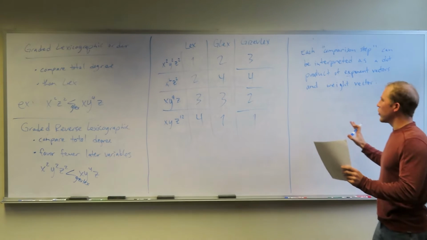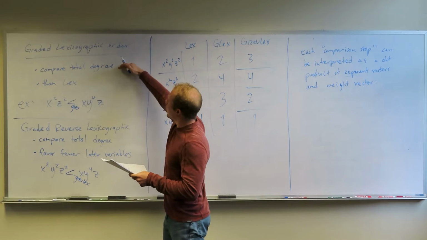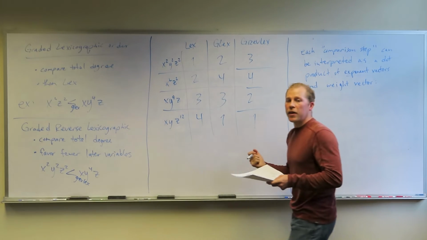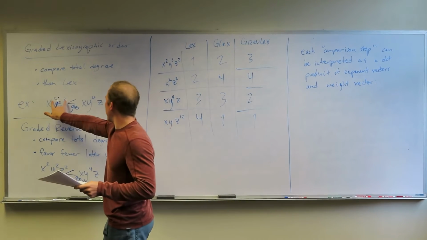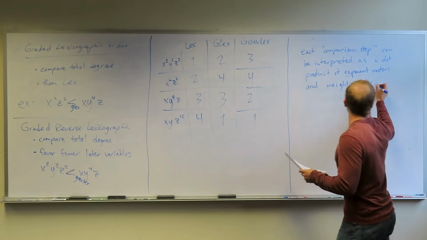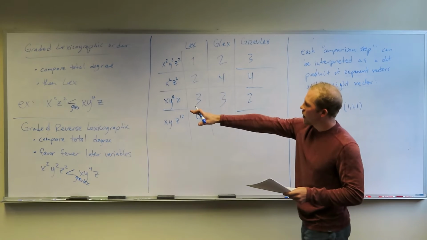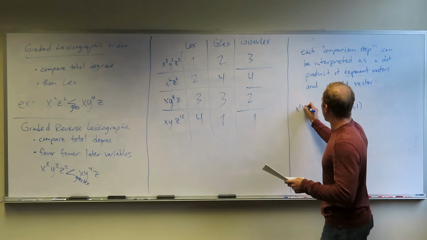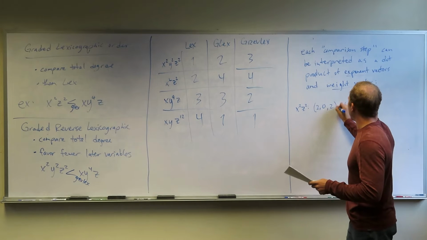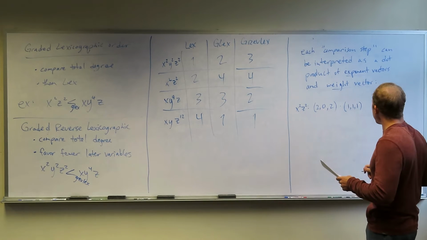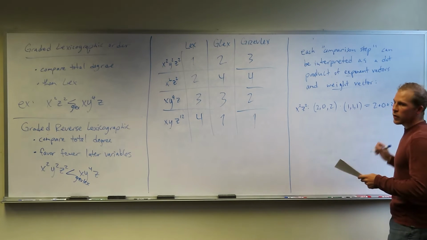Let me just show you a quick example of this. So let's say for graded Lex, this first step, I'm claiming that I can encode that as a dot product of monomial exponent vectors with some weight vector. And the weight vector that I want to use here is just 1, 1, 1. So let's see how that goes. I'll use the same example here. So x squared z squared has exponent vector 2, 0, 2, and I don't have any y's. And so then I take this dot product, and I get 2 plus 0 plus 2 is 4.